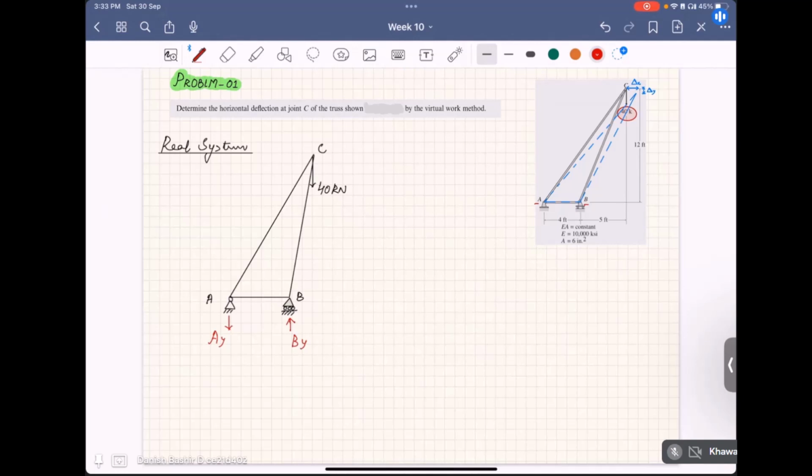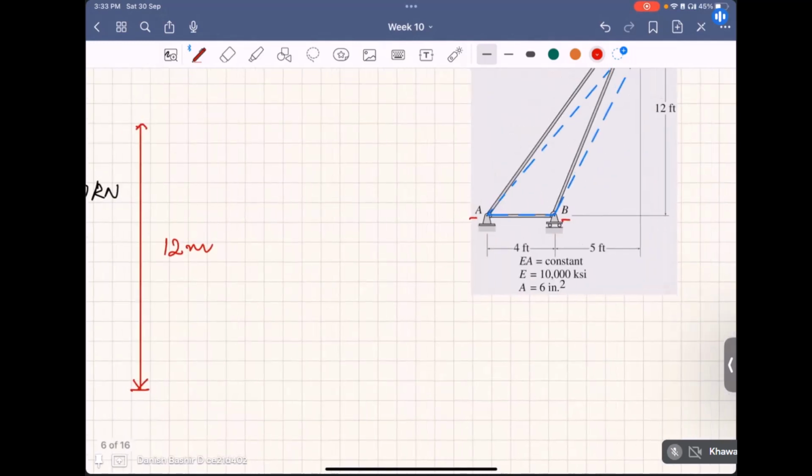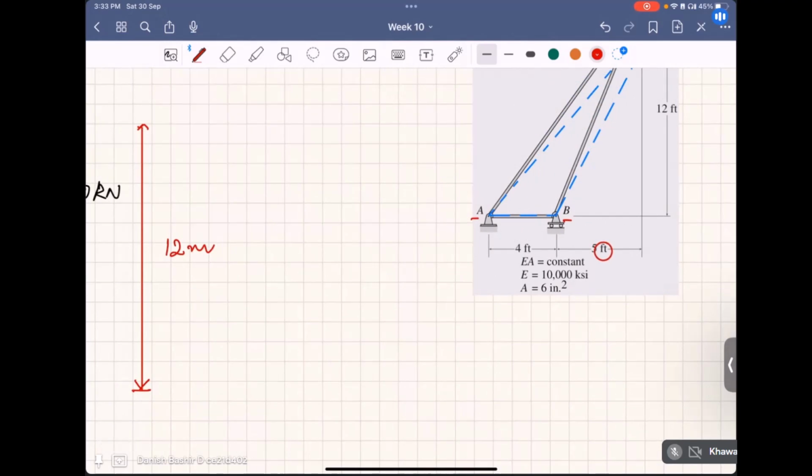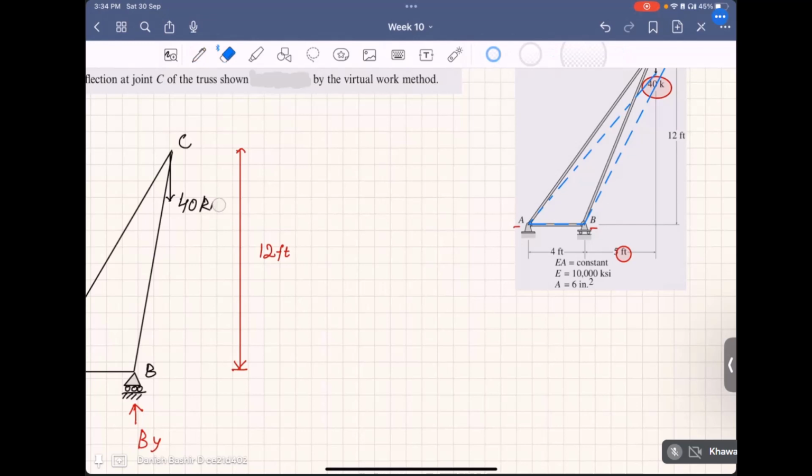Actually, how much is this distance? I will write that this is 4, this is 12, and this is 5. This is 12 meter. You don't go on these units. Actually, these are in feet. This will be in meter. I will change it, or we can keep it in feet. Just keep it in feet. Okay, this is in feet, and keep this 40 kilopound also.